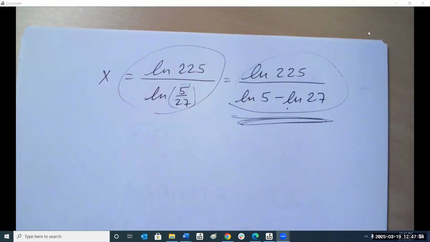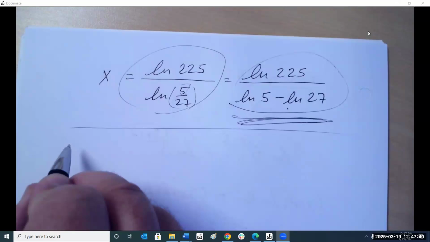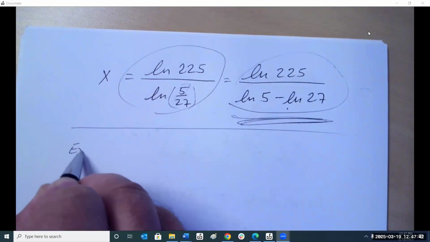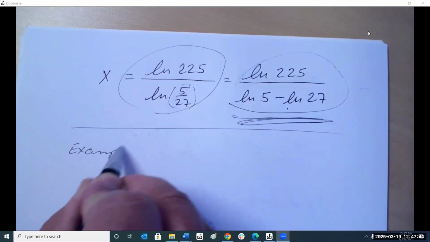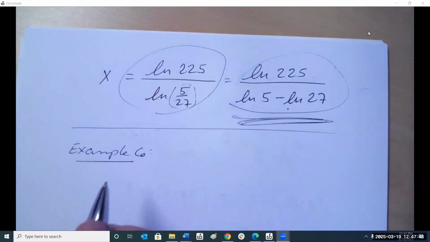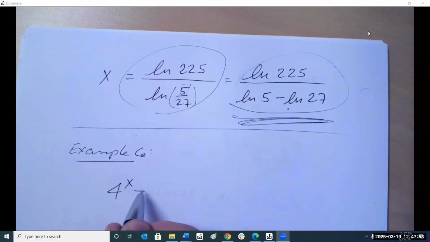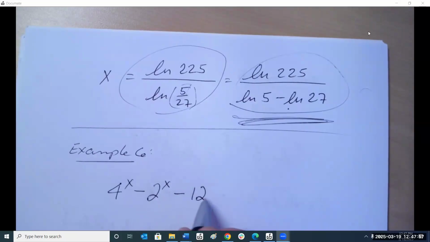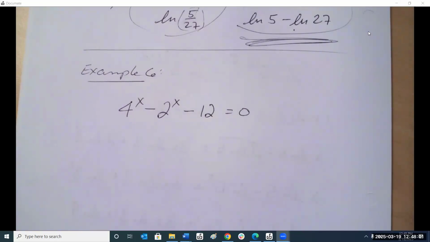All we're using is the 6 basic principles of logarithms. One more problem. How would you solve that one?